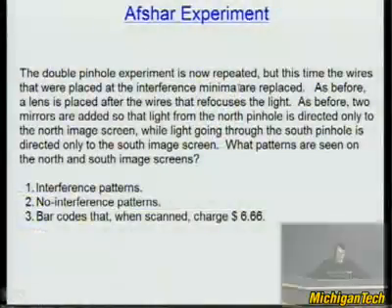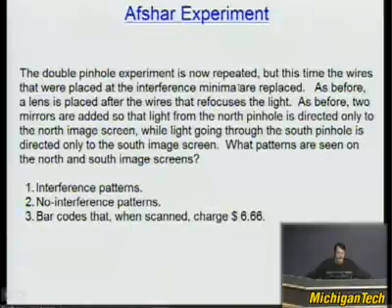So now comes the strange part. The double pinhole experiment is now repeated, but this time the wires that were placed at the interference minima are replaced. As before, a lens, so the rest of the experiment is the same. A lens is placed after the wires and refocuses the light. Two mirrors are again put in there, so the north pinhole is directed to the north image screen, and the south pinhole is directed to the south image screen. But now you put these wires back. These wires used to be at the interference minima.